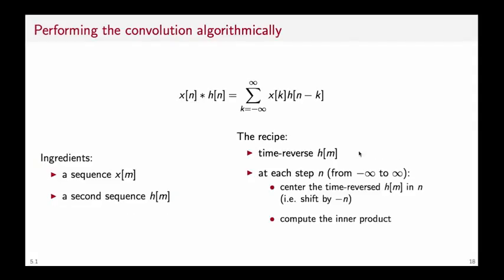First, we time reverse the impulse response. So we flip it in time. If it goes like this, then it will look like this. And at each step, from minus infinity to plus infinity, we center the time reversed impulse response on the current sample n. So we shift the time reversed impulse response by minus n. And then we compute the inner product between this shifted replica of the impulse response and the input sequence.